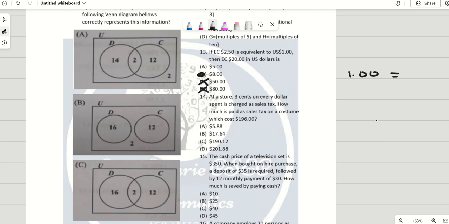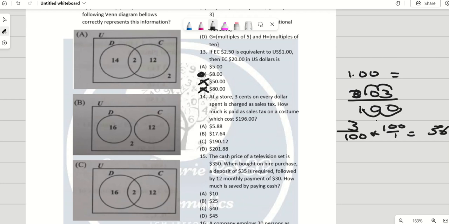1.00 is equal to, so it's 0.03 over 1.00. You carry this 2 places to the right, so you also carry this 2 places to the right, so you get 3 over 100 multiplied by 100 over 1, so this is 3%. That is how the statement 3 cents on every dollar just means 3%.